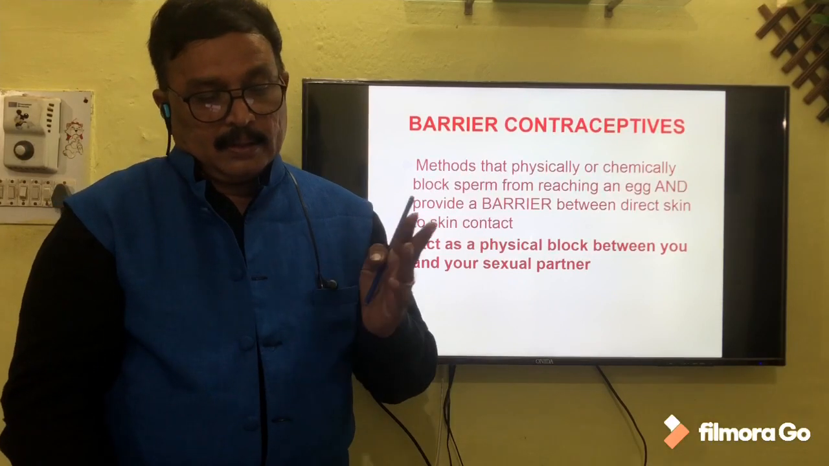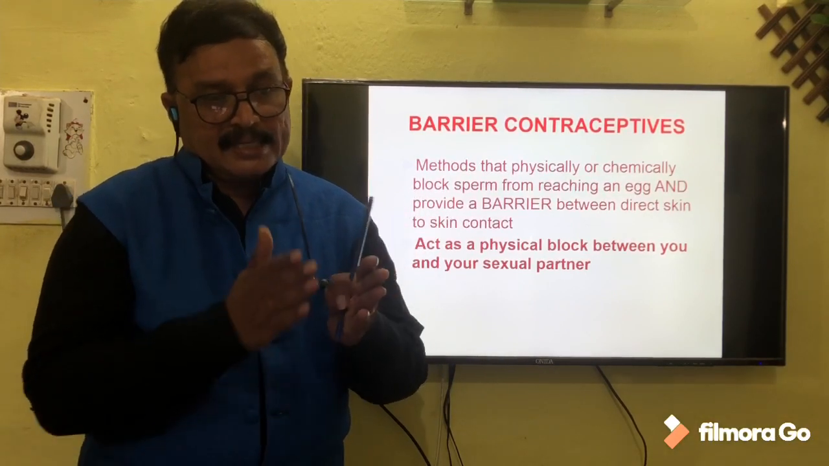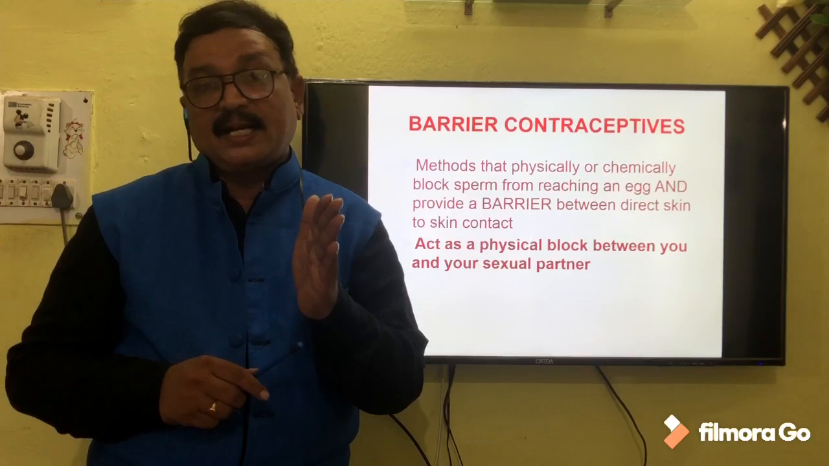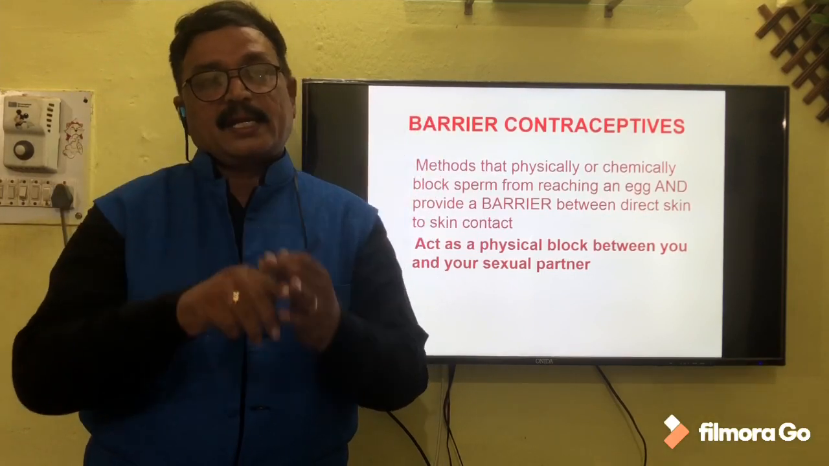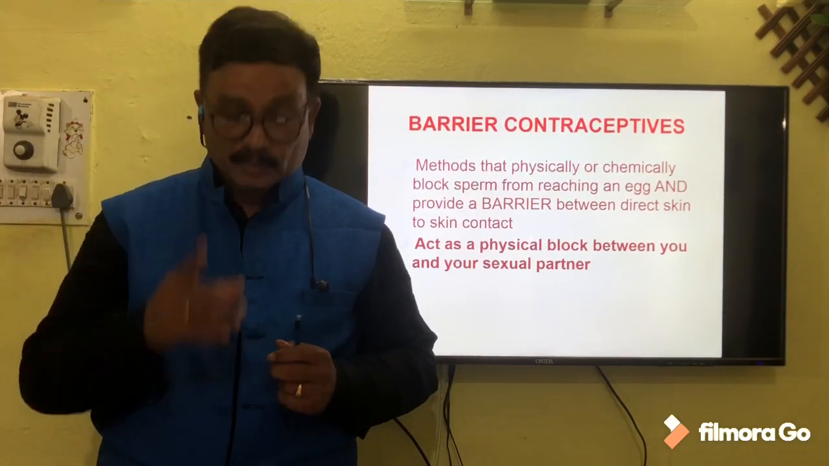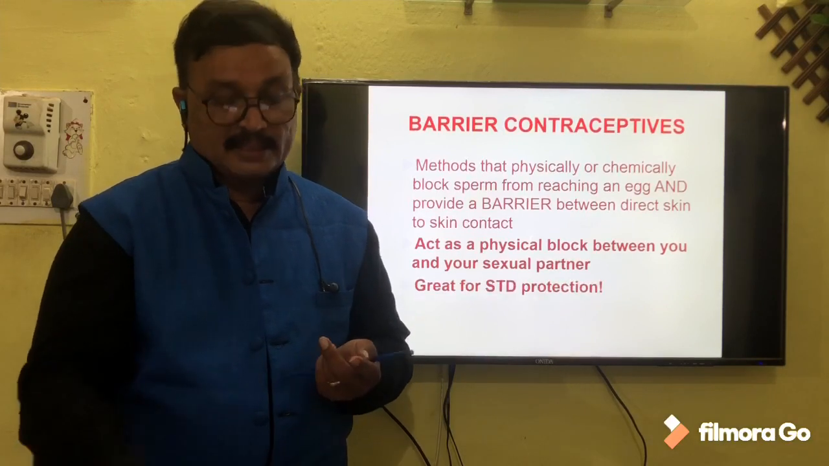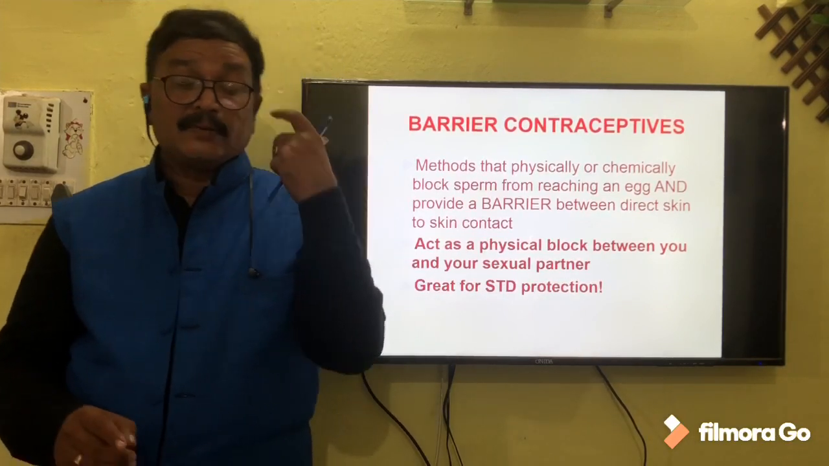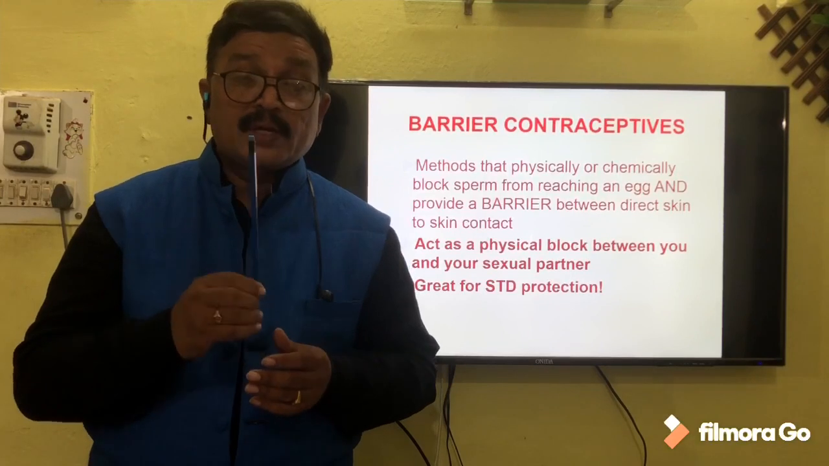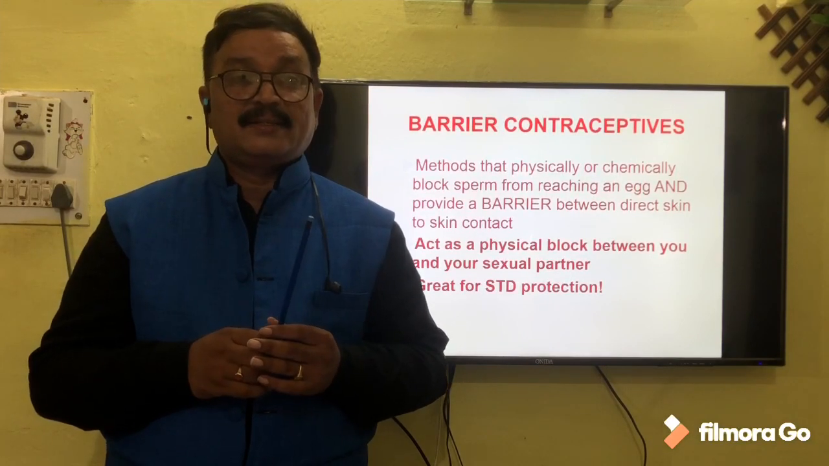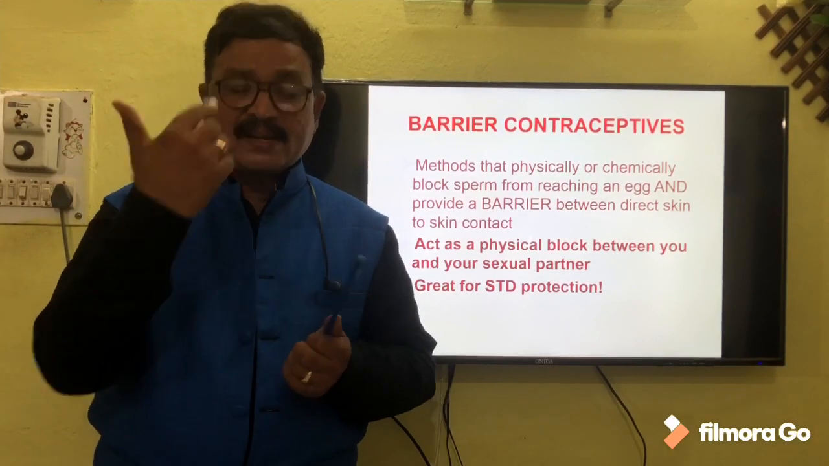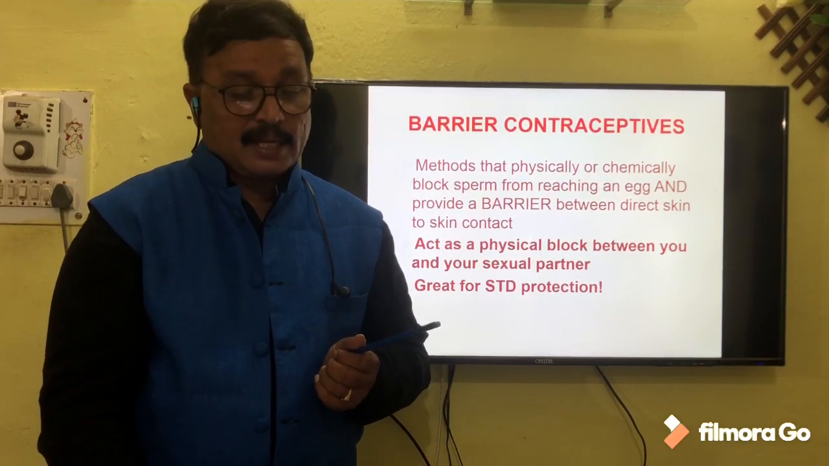Now, indirectly it is acting as a barrier between you and your sexual partner. You will be having physical contact, but skin to skin direct contact will not be allowed in this barrier method. Okay, it will be very clear to you if you go further. Now, barriers have an important use. They can prevent you from STDs, sexually transmitted diseases, like HIV, syphilis, gonorrhea. Right? So this is the additional advantage of using barriers like condoms.